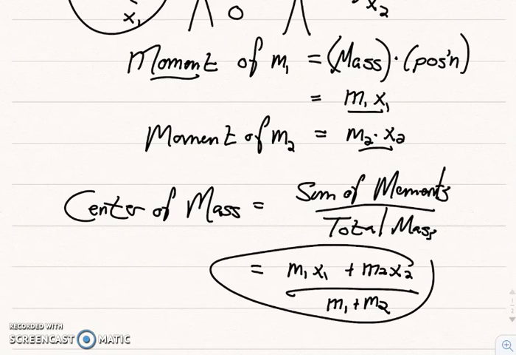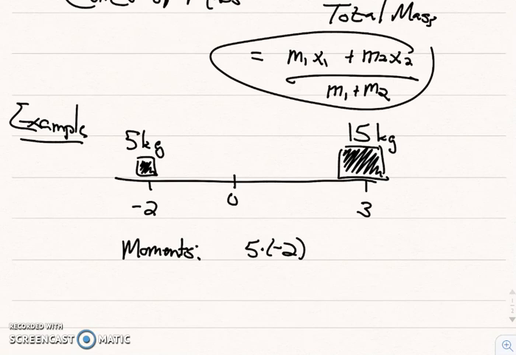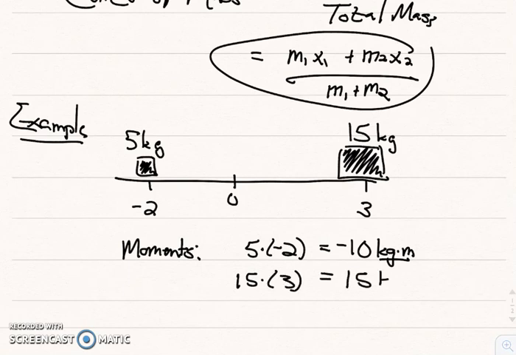Let's do a very quick example. For this example, let's suppose we have, again, two masses, one positioned at -2 meters, the other one at +3 meters. First mass, 5 kilograms. Second mass, considerably larger, 15 kilograms. The moments of these components are as follows. The first mass has moment 5 times -2, or -10 kilogram meters. Those are units of moments. The second mass has moment 15 kilograms times 3 meters, or 45 kilogram meters.